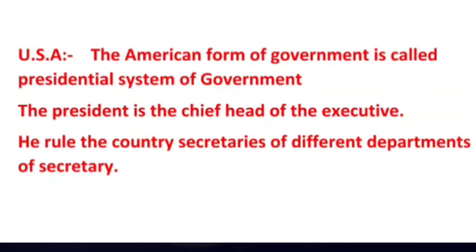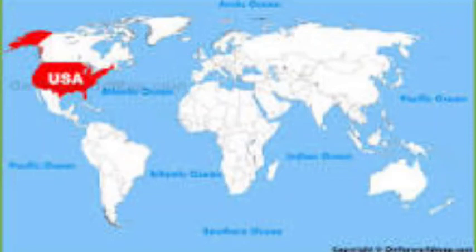Okay, USA: presidential system of government. What is the presidential system of government in USA? Who is the president of USA now? Joe Biden was the president of USA. The American form of government is called the presidential system of government. The president is the chief head of the executive.